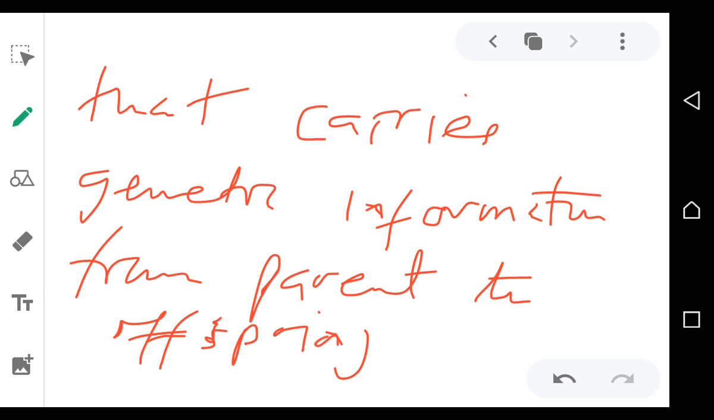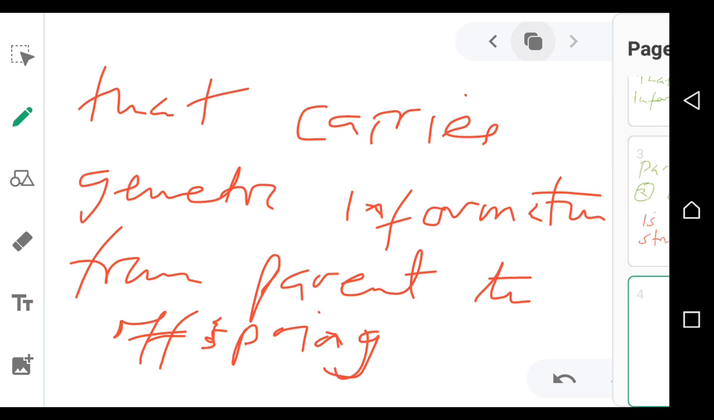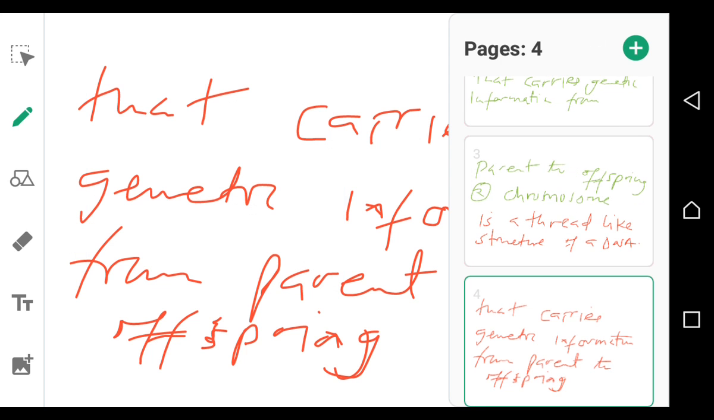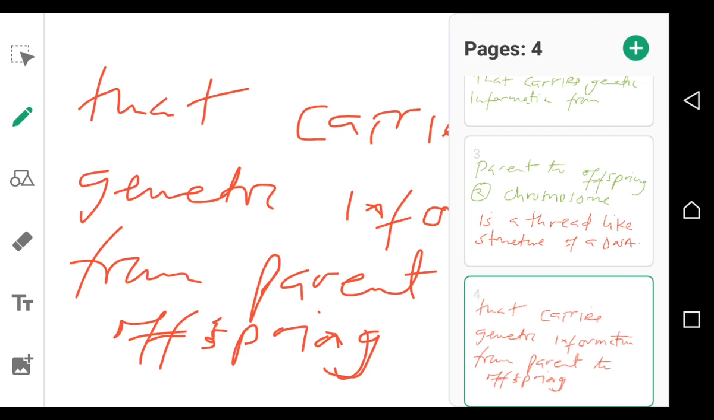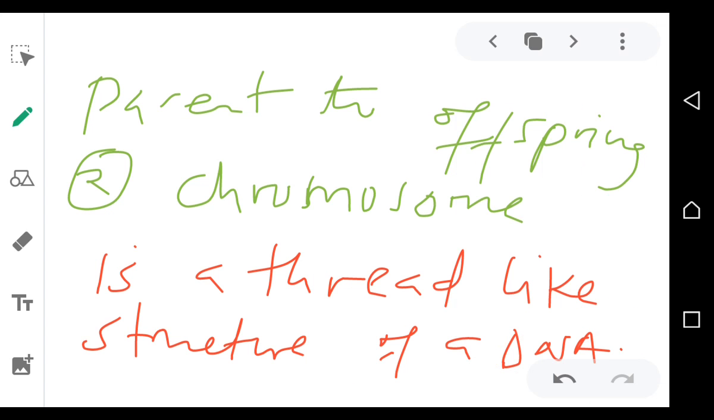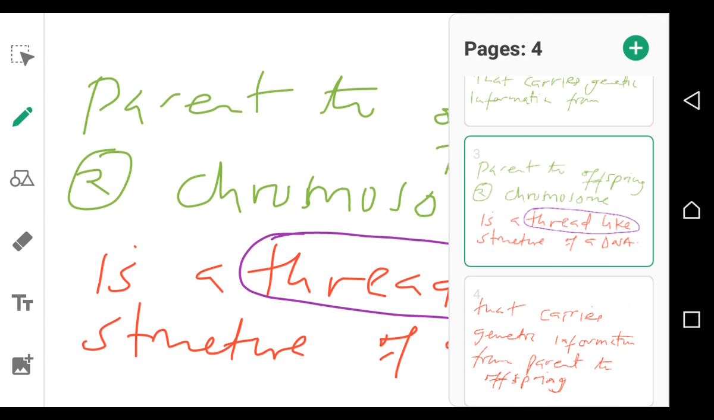So I repeat, whenever they ask you to define what a chromosome is, always put that it is a thread-like structure. A chromosome is simply the thread-like structure part of the DNA. That's how you define it. So you should be writing these things in your book.